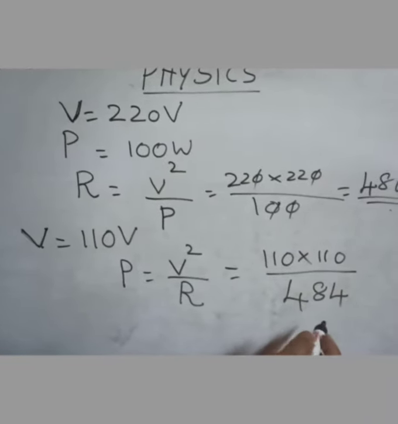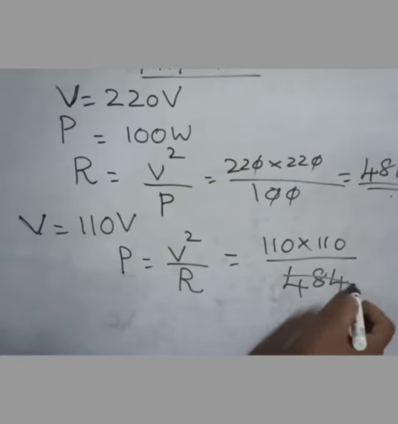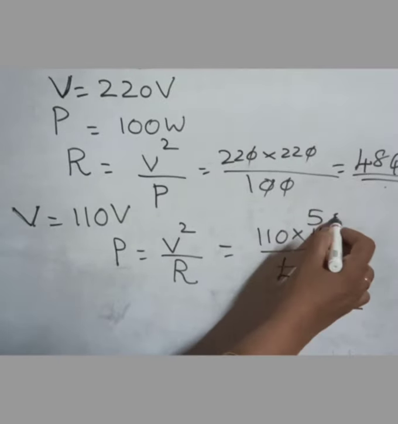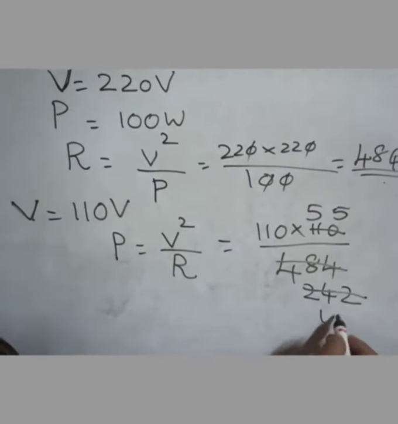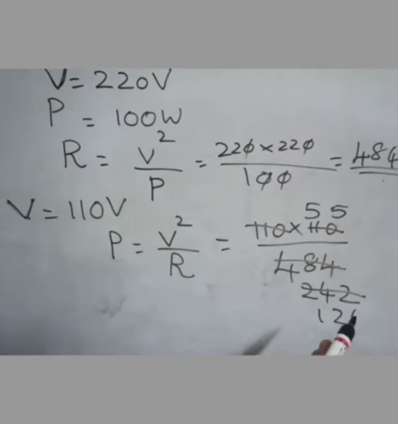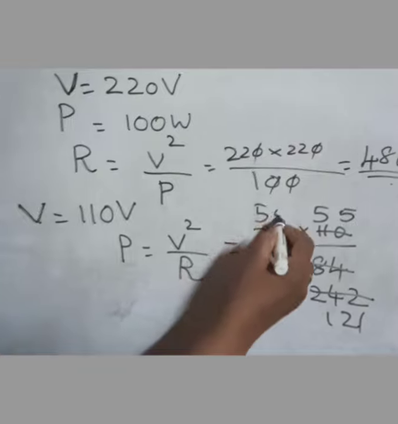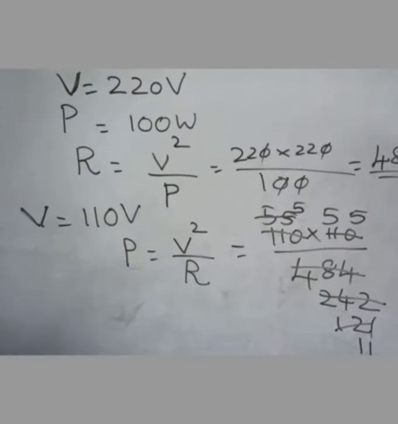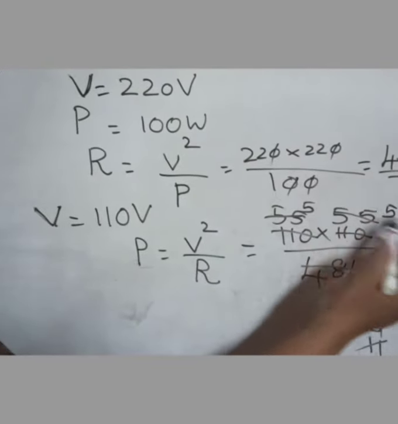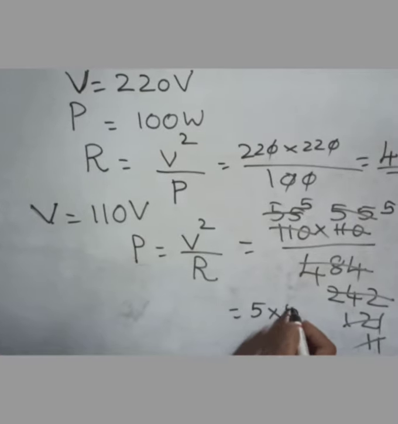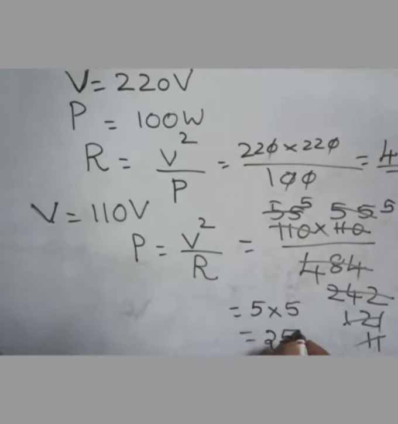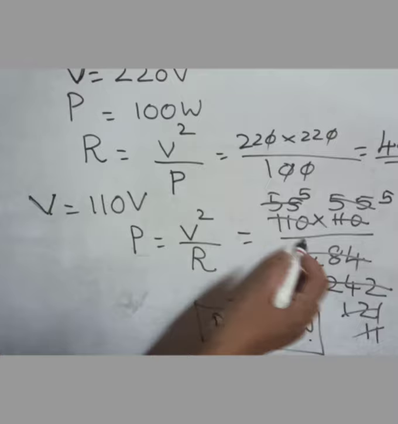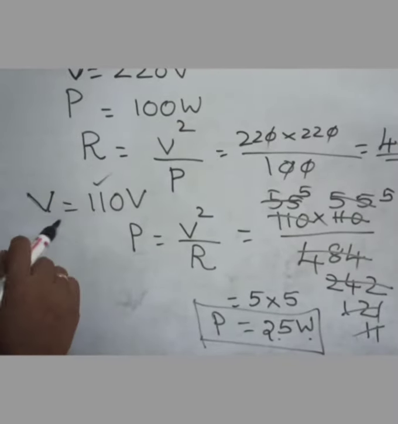Okay. So here you can cut with 2. 2, 4, 2. Here 5 into 2, 10, 55. Again 2, 1, 2, 1. Here 55. Here 11 into 11, 121. 11 into 5, 55. Here 11, 55 will cancel. So 5 into 5 you will get. 5 into 5 is 25 watt. So the power consumed by the bulb is 25 watt when it is operated at a potential difference of 110 volt.